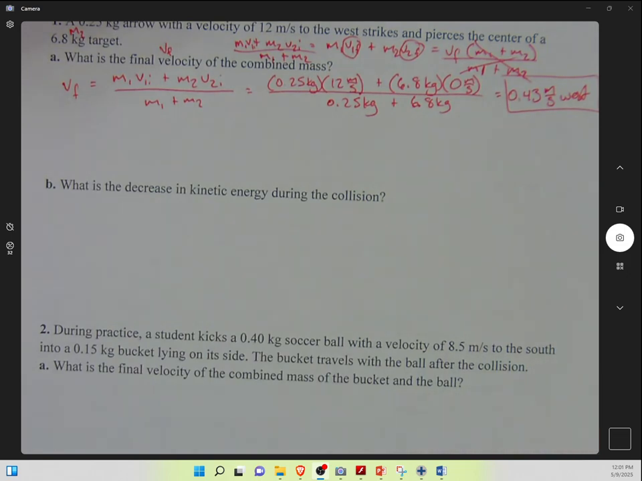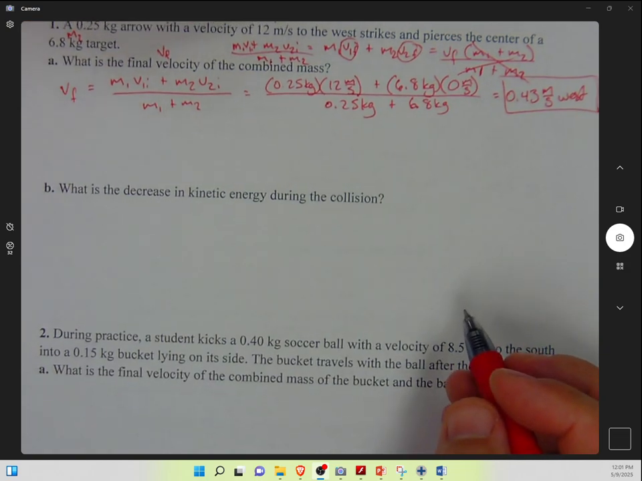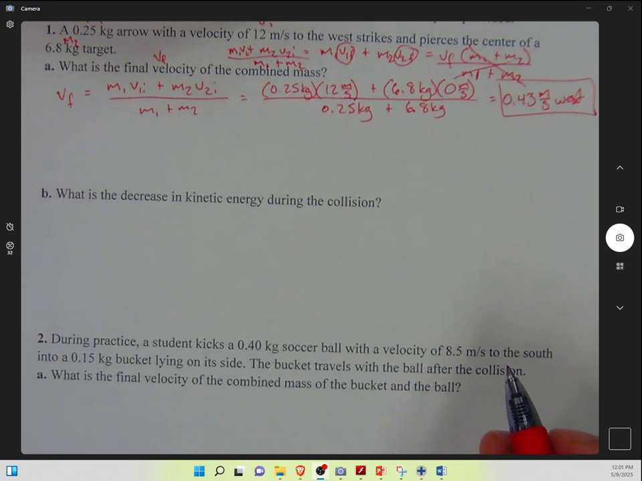Part B, what is the decrease in kinetic energy during the collision? All right, so this is going to be the part that's a little bit newer when it comes to this particular homework.